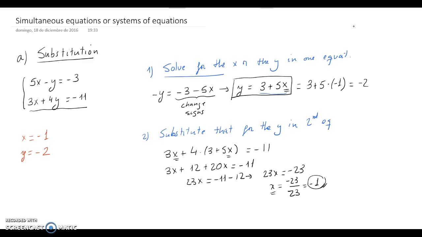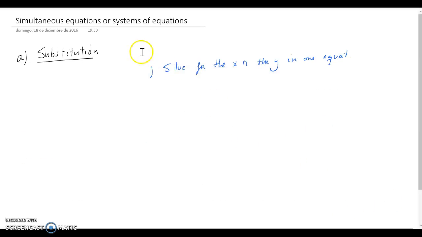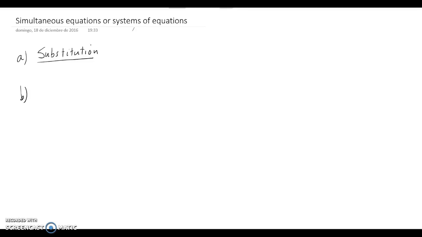Now I'm going to show you the second method, that is really similar to the substitution method. I don't really use it very often because I think the substitution method is easier. But anyway, I'm going to show you because I have to. The second is called the equality method.